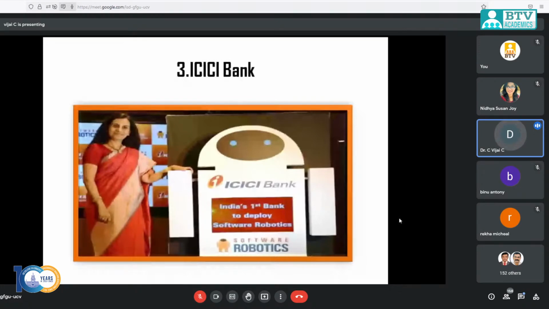Some of ICICI Bank's use cases of AI include strategies and portfolio management, using software robotic automation.